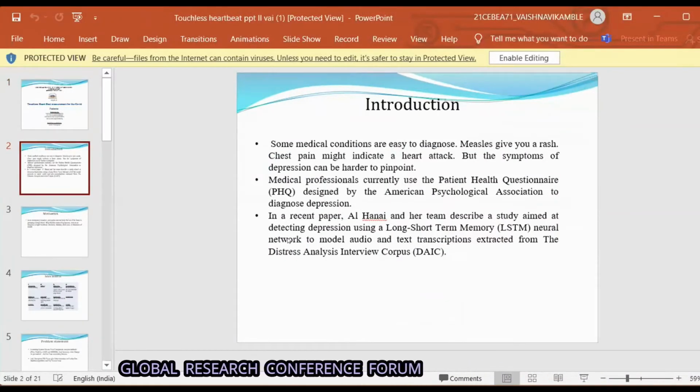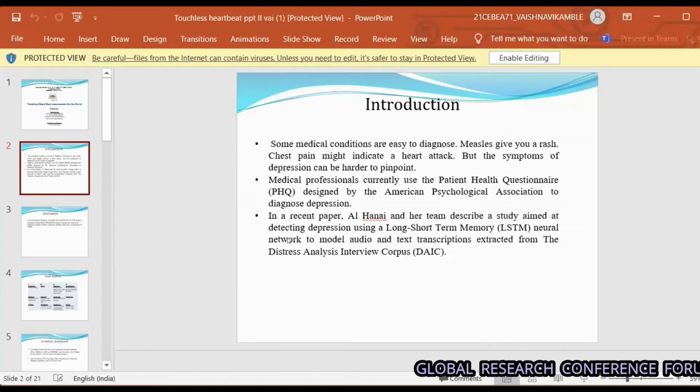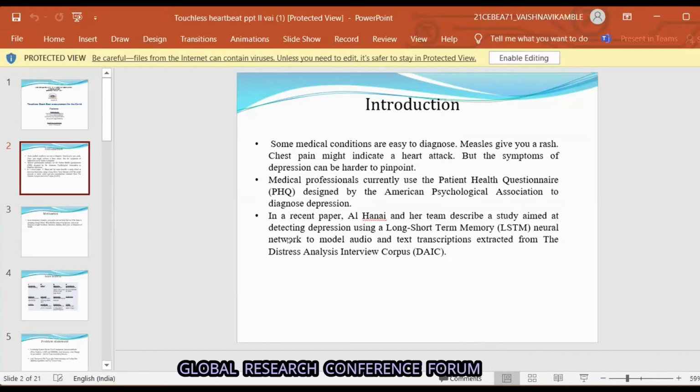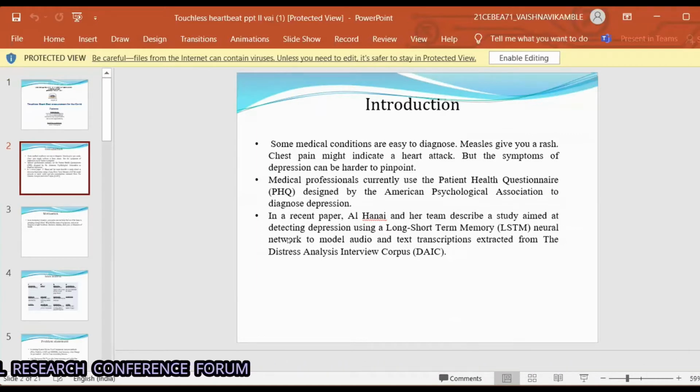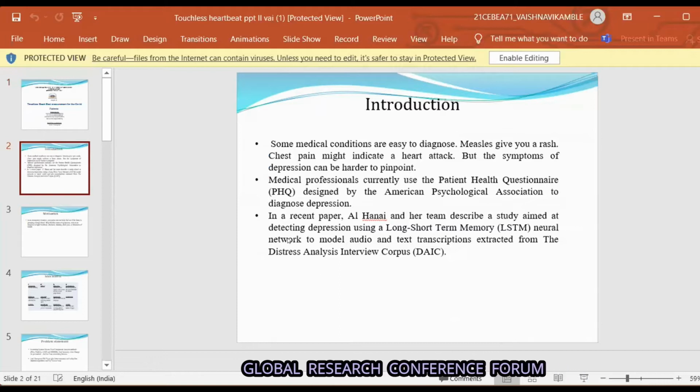Some medical conditions are easy to diagnose. Chest pain might indicate a heart attack, but the symptoms of depression can be harder to pinpoint. Medical professionals currently use the patient health questionnaire designed by the American Psychological Association to diagnose depression.